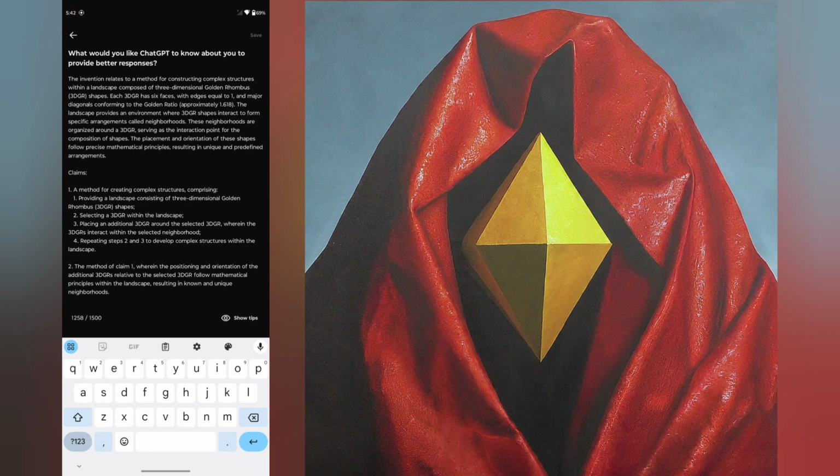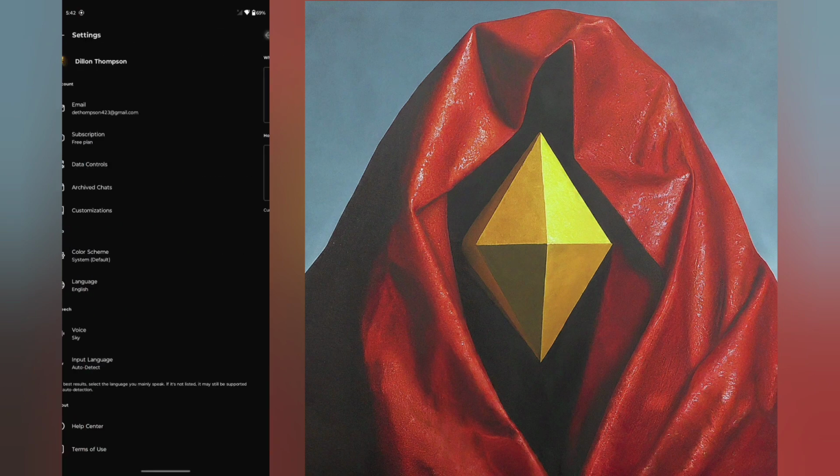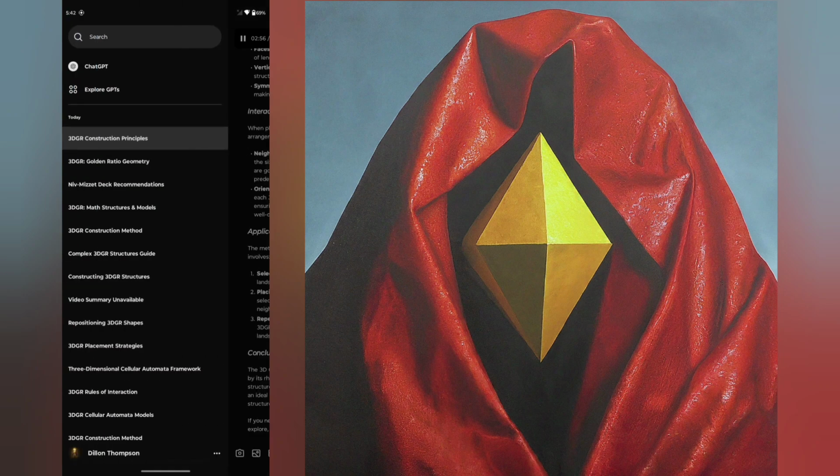Conclusion. The 3D golden rhombus is a fascinating geometric shape defined by its rhombic faces and adherence to the golden ratio. Its structured interactions and precise mathematical principles make it an ideal element for creating complex and aesthetically pleasing structures in a 3D landscape. If you need further details or have specific aspects you would like to explore, feel free to let me know.